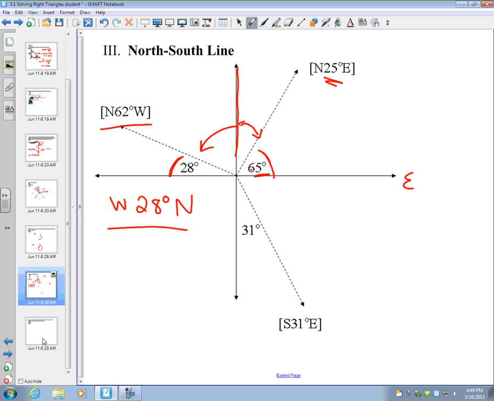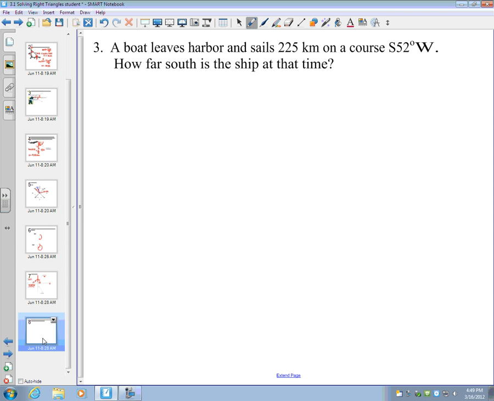Okay, so we have one last problem. A boat leaves harbor. This is an American harbor. You can tell by its spelling. And sails 225 kilometers on a course south 52 degrees west. So what I would always do is I'd always draw a north, south, east, west axis. And I'd say, okay, this is my harbor. And it's going south 52 degrees west. So here's south, but it's going 52 degrees towards the west.